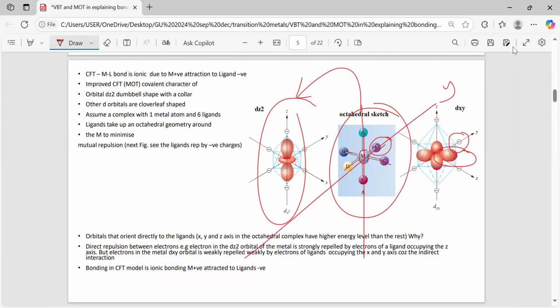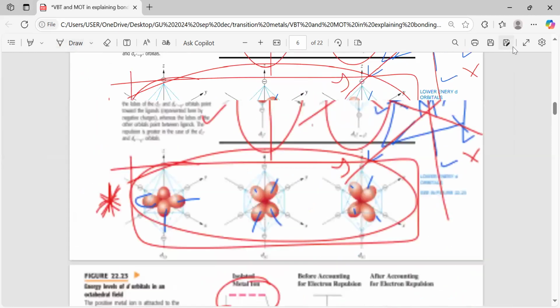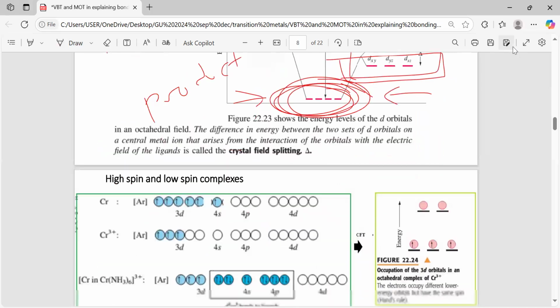So this is just a direct comparison of ligands that are aligned with the orbital and ligands that are not aligned to the orbital. So such an orbital that is not aligned directly to the X and Y will not be affected. Its energy will remain low. But this one that is oriented to an axis, directly in the path of a ligand, will have a higher energy. So I think that's enough explanation. The rest you can always read by yourself.